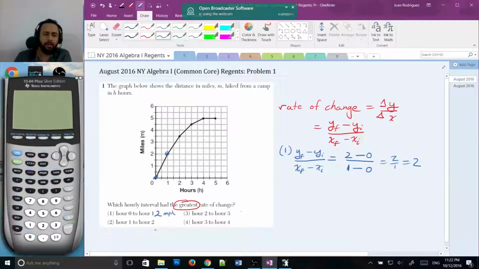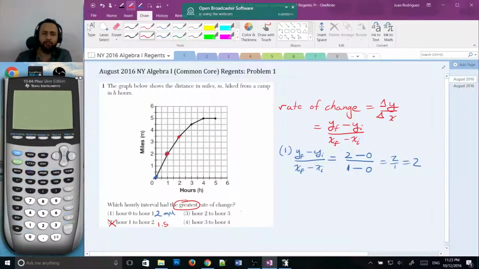Okay? And from hour 1 to hour 2, that is a 1-hour interval as well. So I could actually compare by the number of miles that are changed. There's a change of 1.5 miles in 1 hour. So the rate of change is 1.5 over 1, which is 1.5. This is not greater than 2.